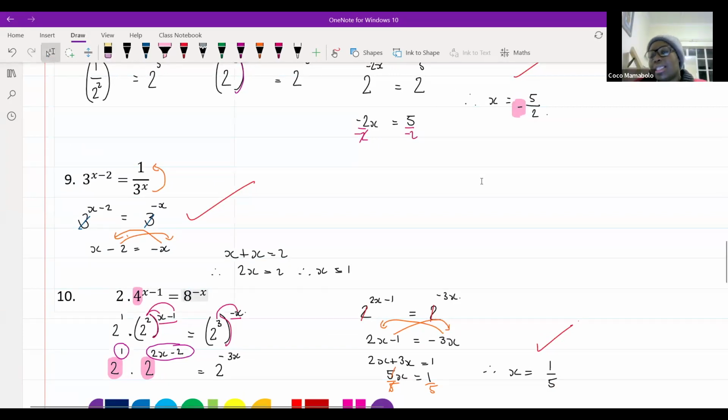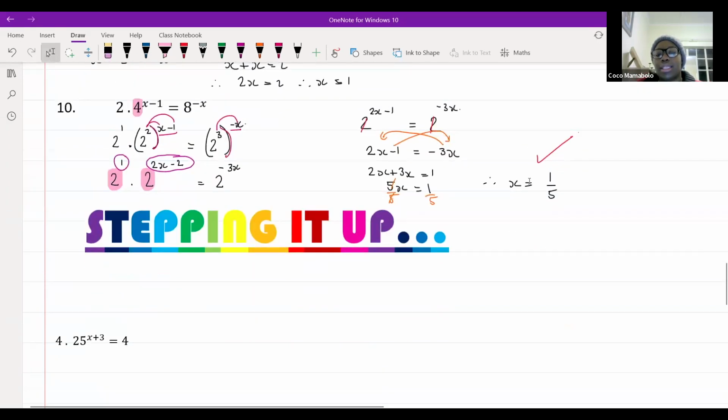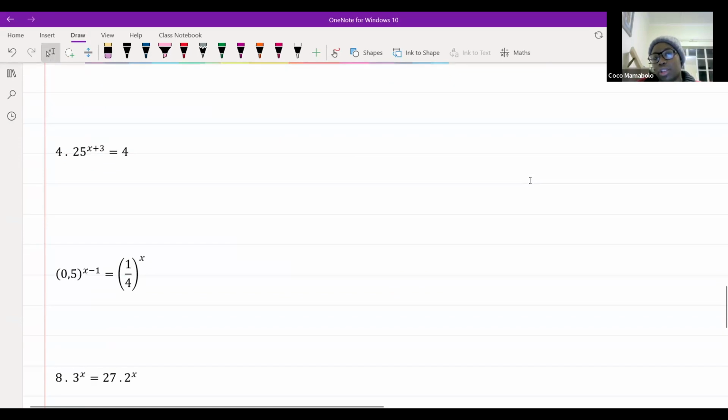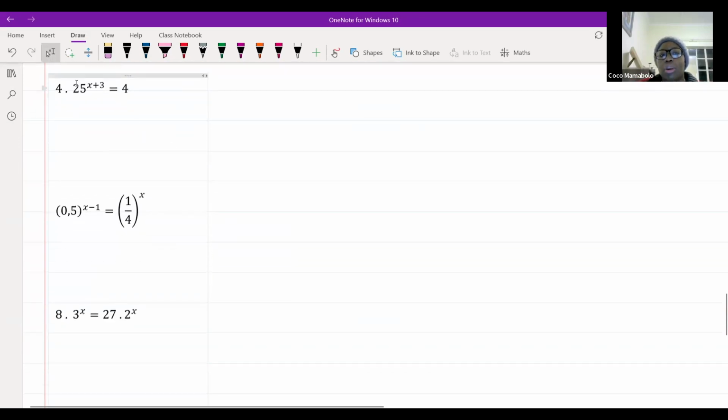Okay, let's step it up a notch, as we always do. Here are some difficult-ish questions. These aren't numbers, it's not a numbering system, so this isn't number 4. The question actually says 4 times 25. So I want you guys to try this one, try that one, try that one, and try that one.